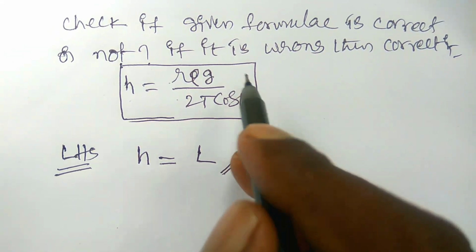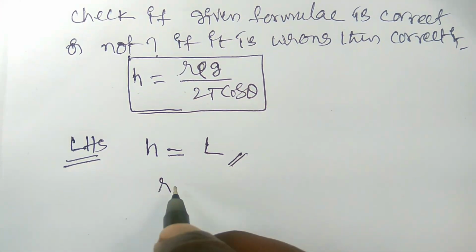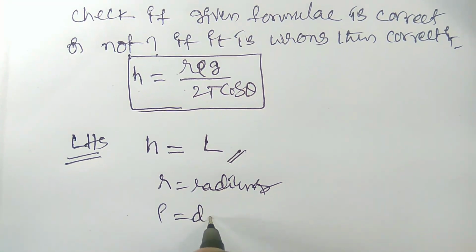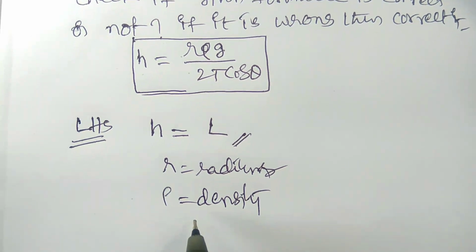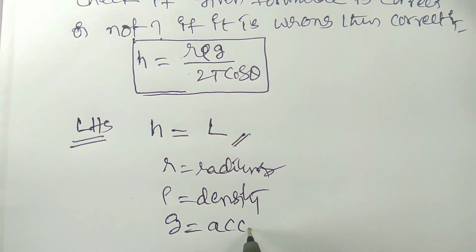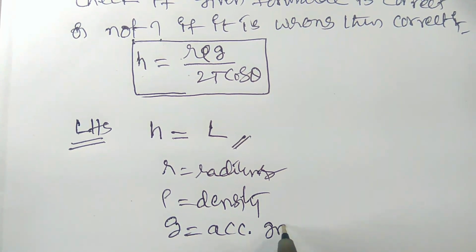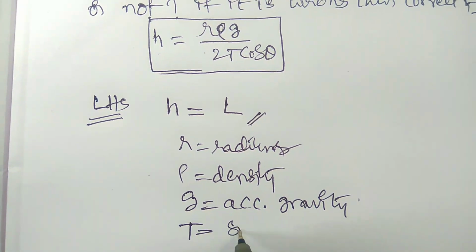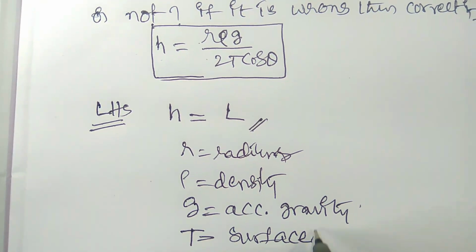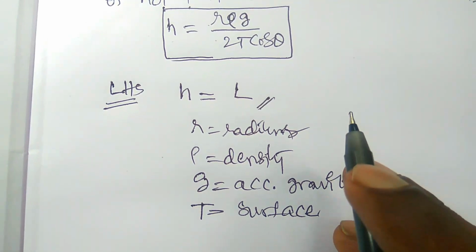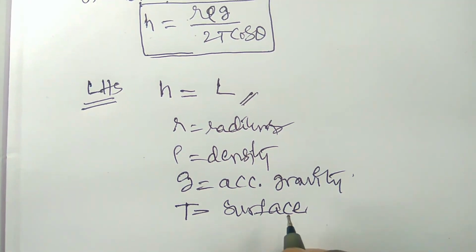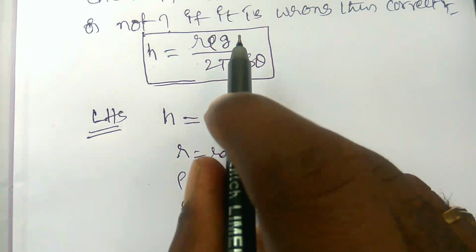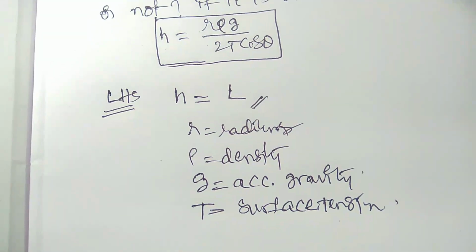Okay. And coming to the RHS, the terms are R, the radius, and rho, the density of the liquid here, and g, the acceleration due to gravity, and t, the surface tension. You know, 2 has no dimensional formula, and cos theta is also a dimensionless quantity. Yesterday we saw the surface tension. Okay, let's substitute all those and write the dimensional formula.